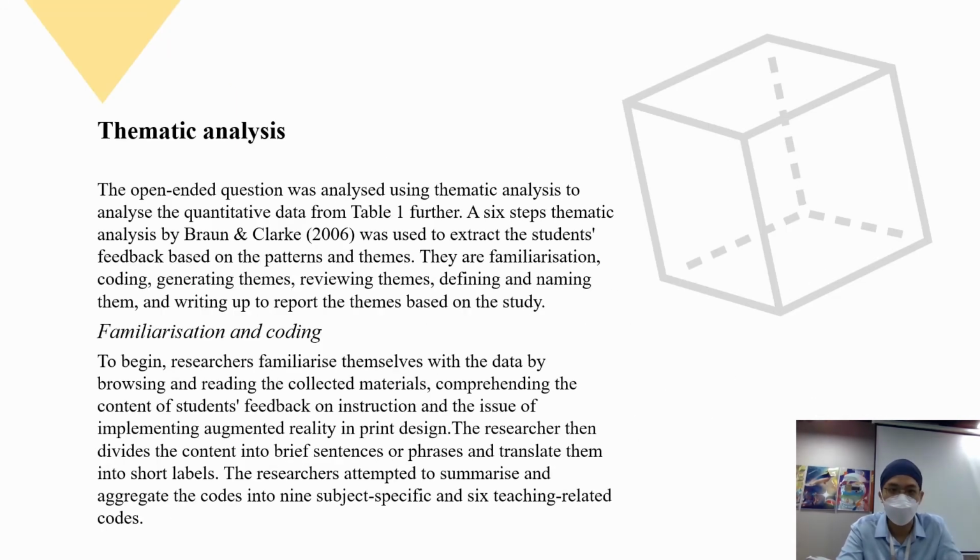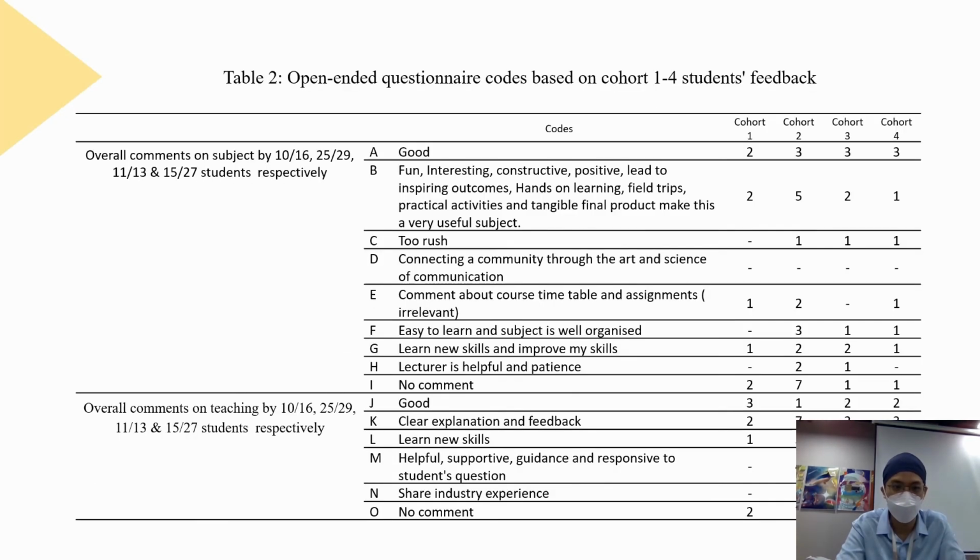After all this descriptive analysis, we also have an open-ended question for the students. After all this feedback, we came up with the 6 steps of thematic analysis by Braun and Clarke. As you can see here is Table 2, where the open-ended questionnaire codes are based on cohort 1 to 4 feedback. We have a lot of feedback like good, fun, interesting, rush, connecting with the community, social interaction, all kinds of comments from the students.